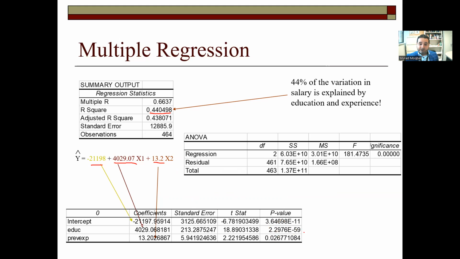So that's why we say they are significant. At least we look at the p-value of our predictors. So they are significant. They are below 0.05. They need to be below 0.05 for the relationship to be significant. Okay, keep that in mind. So education and previous experience are significant predictors of salary because their p-value is lower than 0.05.